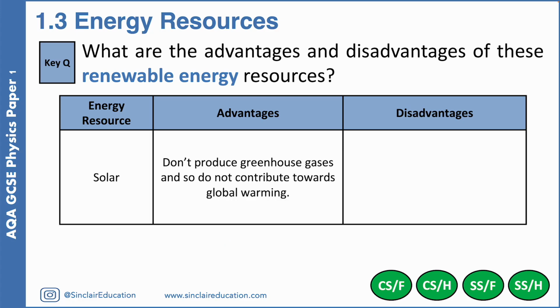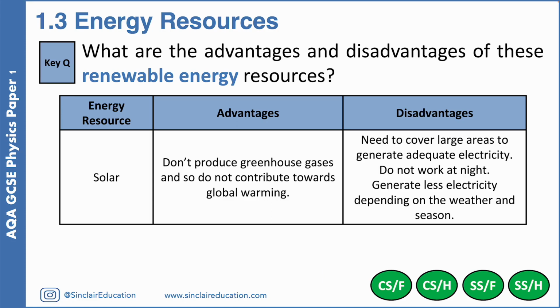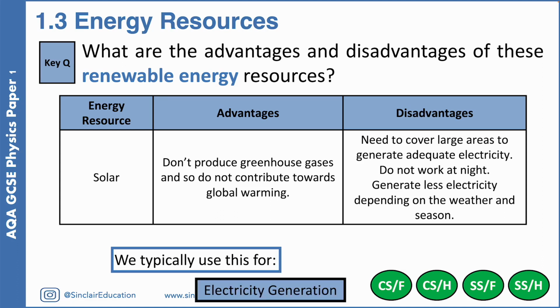Solar energy is not going to be any contributor at all to greenhouse gases and so will not cause global warming. However, solar energy is quite unreliable. It doesn't work at night, and during the winter months it will not have as much energy transferred there either. So it does mean that in winter time we're going to generate less electricity. Also, we're going to need huge areas to actually generate adequate electricity for this to be something that we can rely on more solidly than we currently do. We typically do use this though for generating electricity, and we use it for heating also.